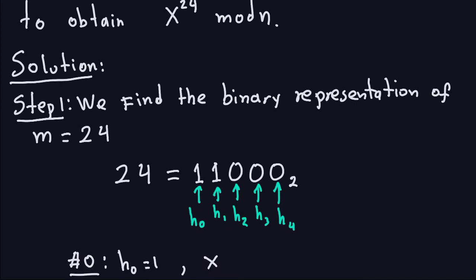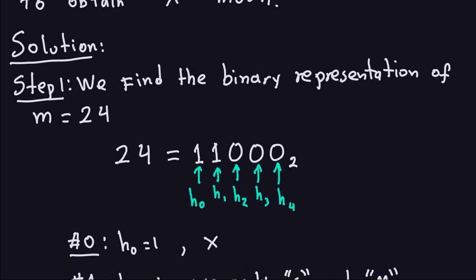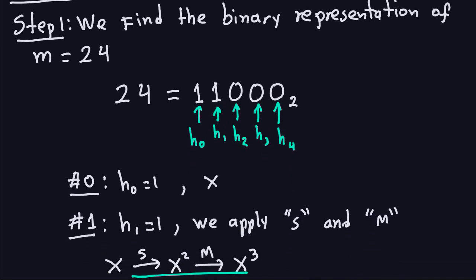So let's start with the first step. The second step will be to read through this sequence and start applying the s's and m's that we need in order to compute x to the 24 with a few number of operations. So let's see what it is. We start at H0, which is always a 1. So I just write down the x. That's the algorithm. Then I read the next one.